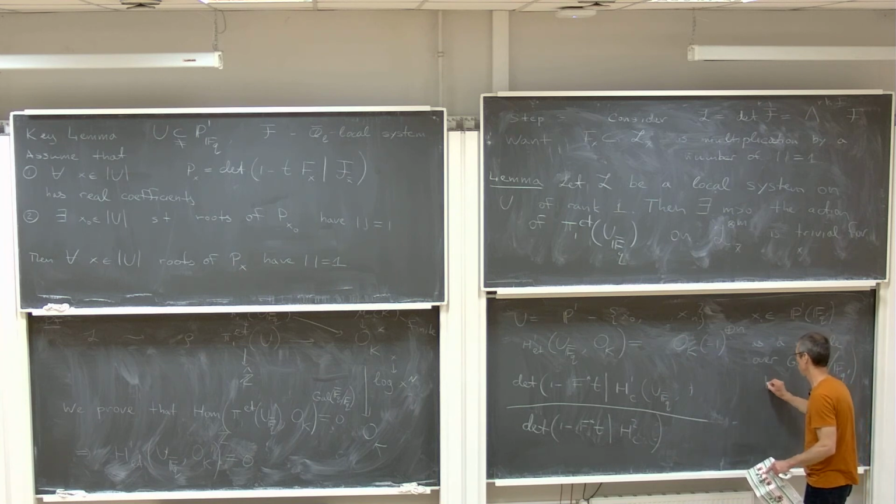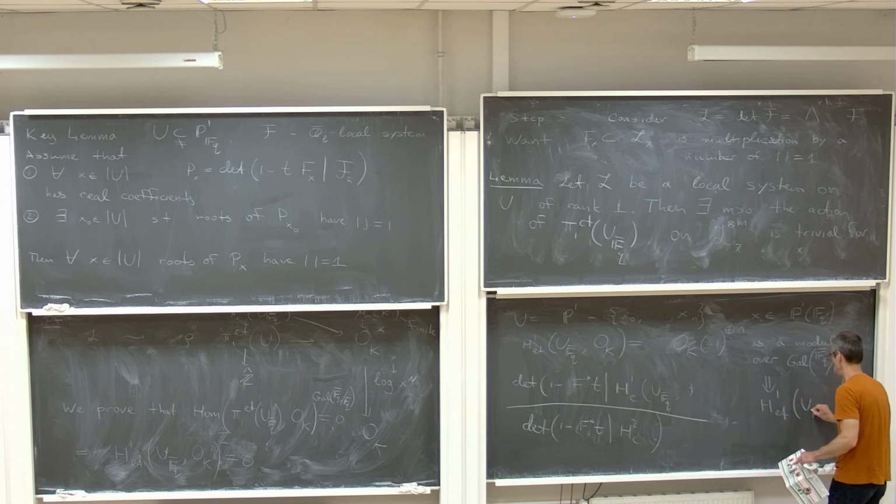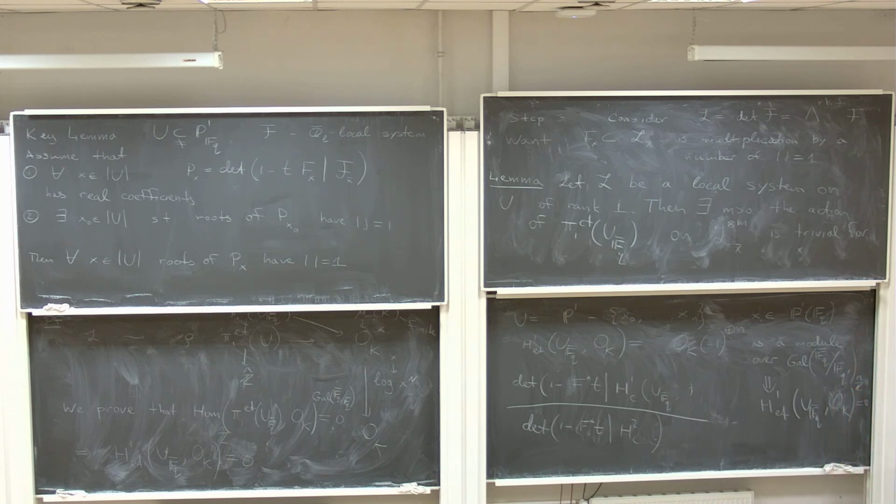So this implies that H1 étale of U over F_q bar with O_K coefficients is 0. And the proof is completed.